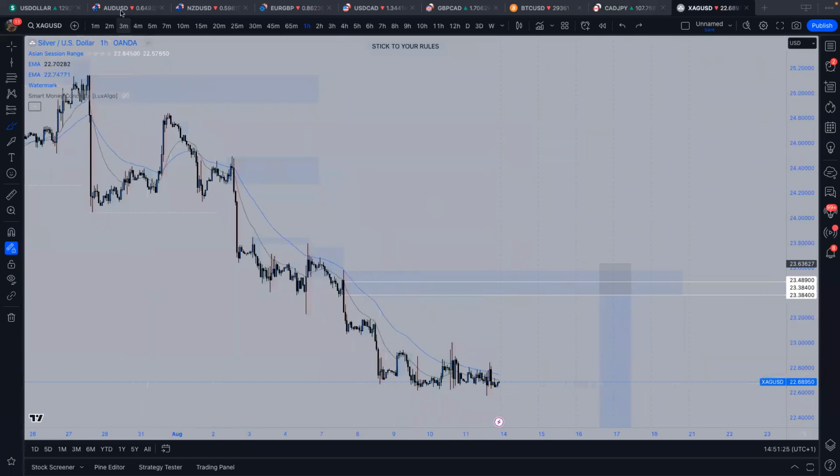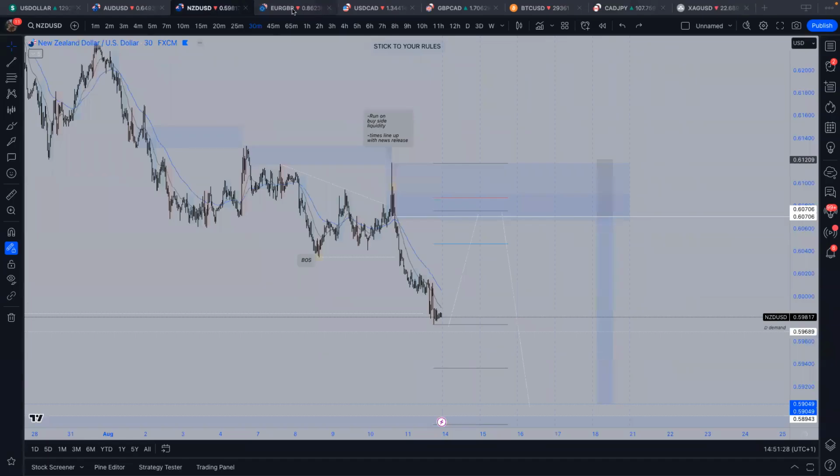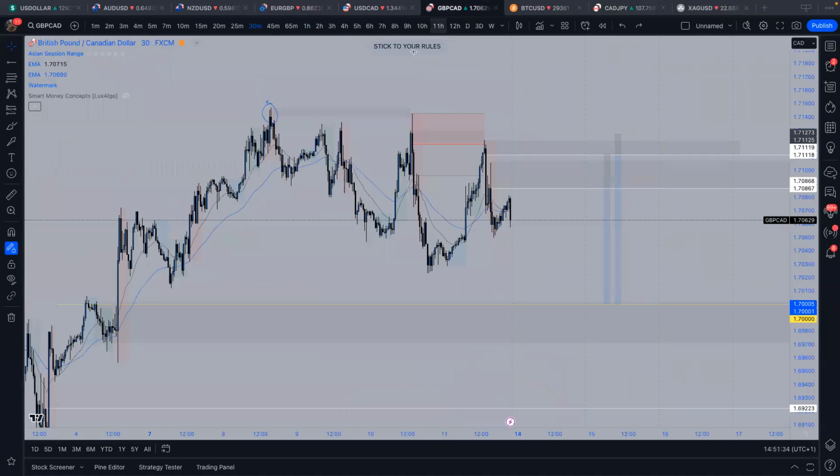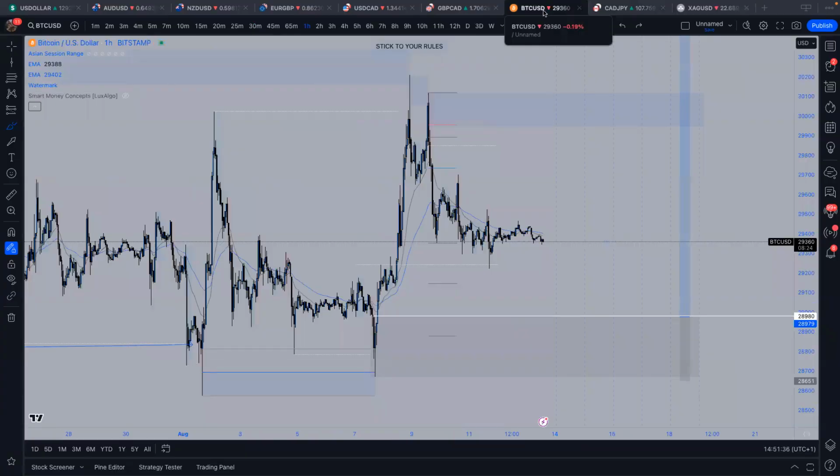Nothing really too impressive. The only real nice ones for me: NZD USD, Euro, GBP USD, CAD, pound CADs, and Bitcoin.